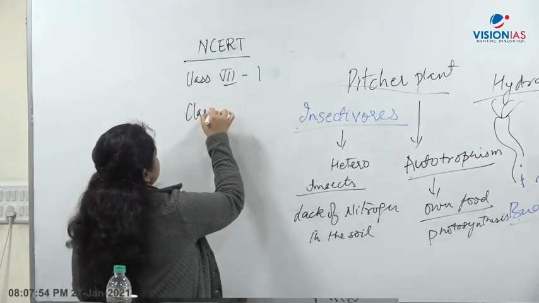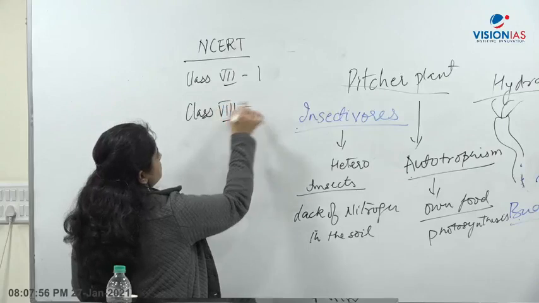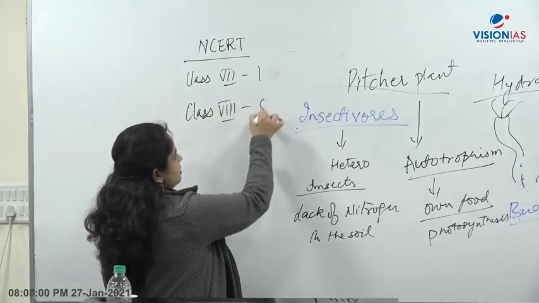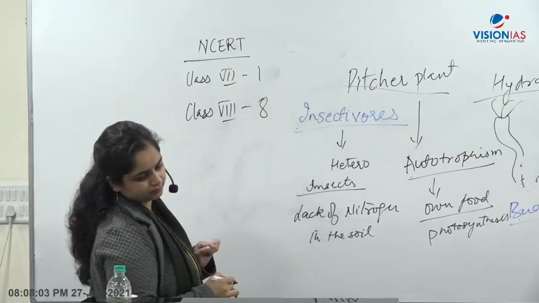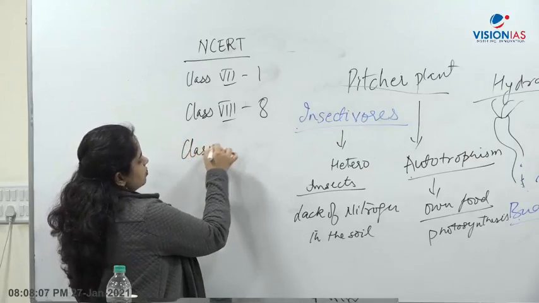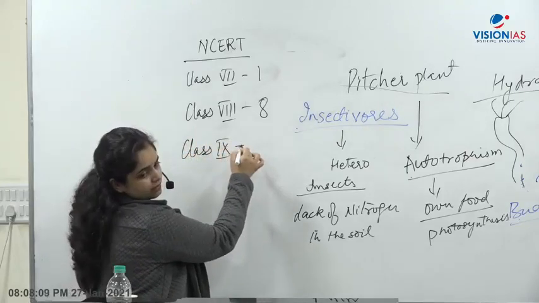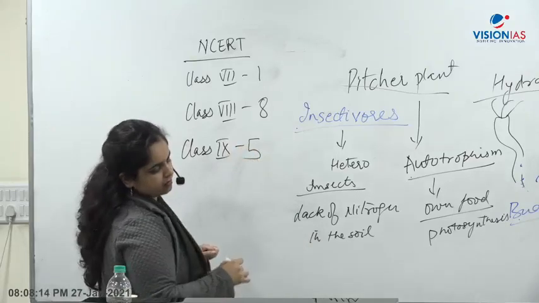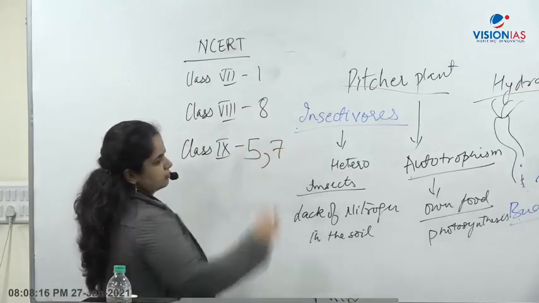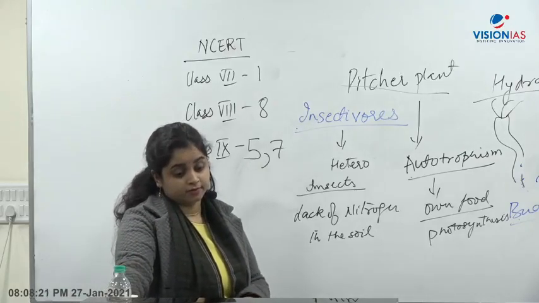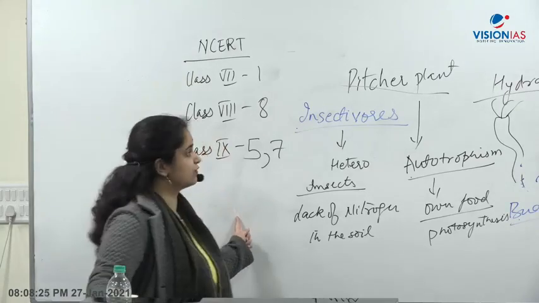Then we have class 8. In this, we have chapter number 8. And then similarly, class 9th also, we have a chapter on cell, which is chapter 5. And chapter 7, if you want to read about the different varieties of organisms. Okay, so you can use these chapters for your reference.